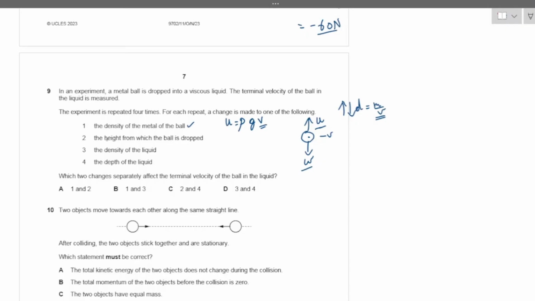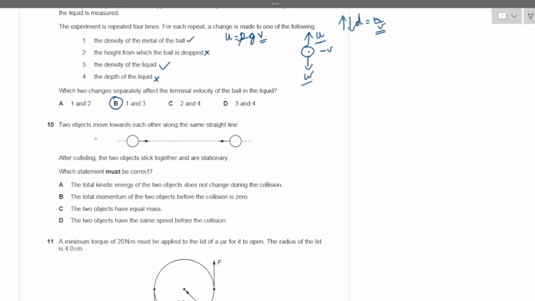Similarly, height from which the ball is dropped, that does not make a difference because again in the liquid only these two forces would be acting, upthrust and weight. So this won't make much difference. The density of the liquid, of course that makes sense because the density of the liquid is being used in the upthrust. Depth of the liquid, no, because that does not affect the two forces which are acting over here. Correct options are 1 and 3. So option B is correct.